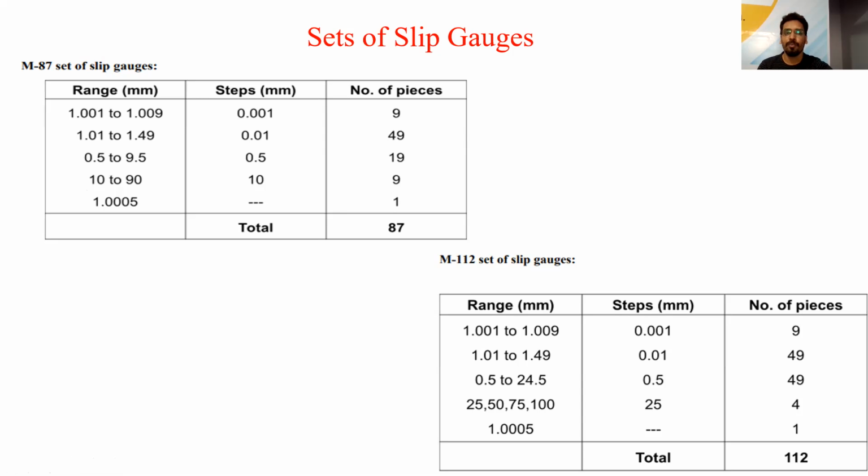And the last is 1.0005 mm. There is no step. It means it has only one piece. So the summation of these numbers of slip gauges becomes 87. That's why it is named M87. This is a similar set, but the name is different. That is the M112 set. It means it has 112 slip gauges.